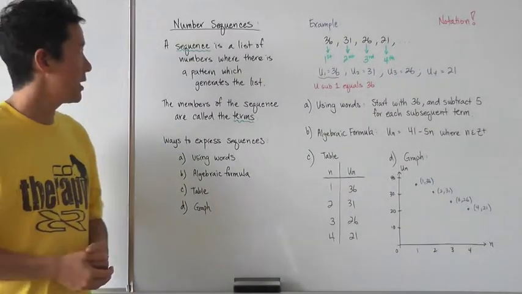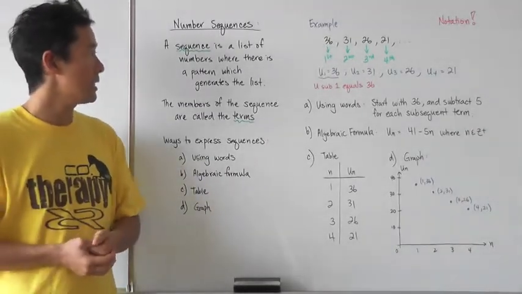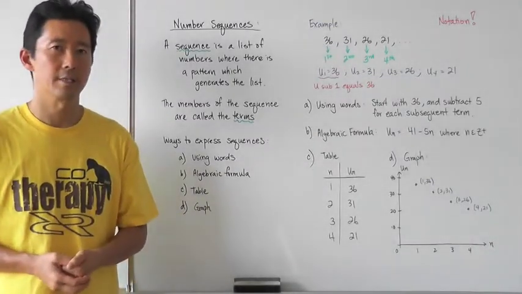Hello everyone, let's go ahead and take a look at number sequences. A sequence is a list of numbers where there is a pattern which generates the list.